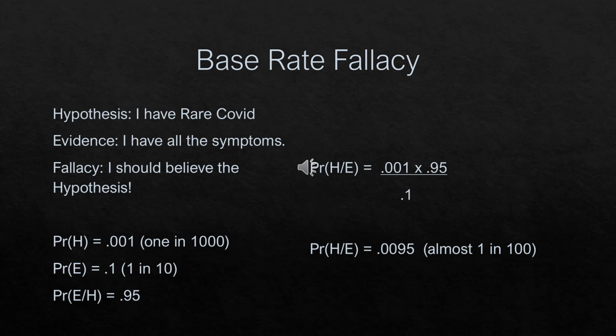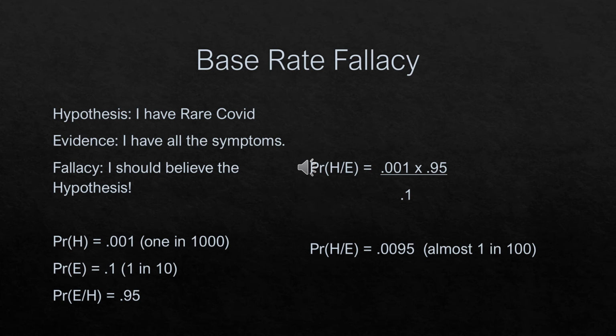Now we've got those two numbers, and now we've got this final one, the probability of the evidence given the hypothesis. What exactly is going on here? The probability of the evidence given the hypothesis is: how likely is it that I have all of these symptoms, given that I actually have rare COVID? Well, that would be pretty high. So we're assuming that's like 95%. 95% of people that have rare COVID have all of these symptoms. That's just when you get it, you have these symptoms.